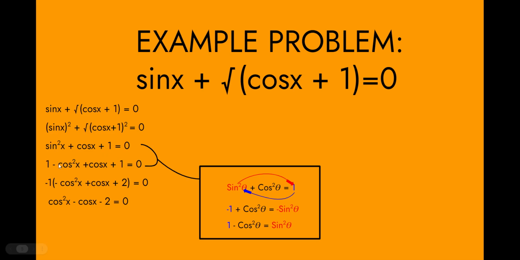Now having that, we have 1 minus cosine squared x plus cosine x plus 1 equals 0. I moved this 1 to this 1, added, got a 2, and then I multiplied the entire equation by -1 so that I can move the negative from the front, and that leaves us with cosine squared x minus cosine x minus 2 equals 0.